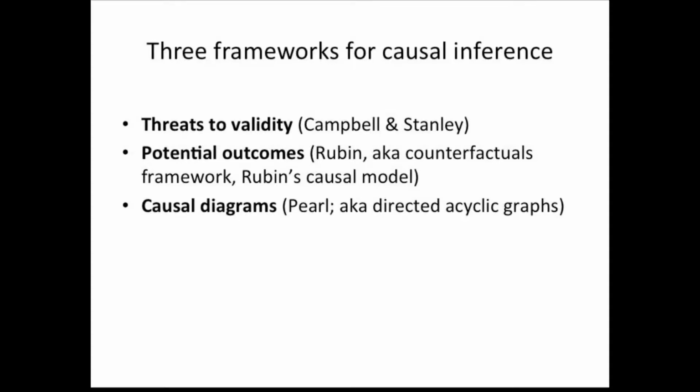We also have this thing called the potential outcomes framework, which is sometimes called the counterfactuals framework or Rubin's causal model. And is that something that medicine uses a lot, where you think about what's the counterfactual? If you treated this patient, what would have happened to them if they had not been treated? The difference between those two things is how we formulate what causation is in that framework.